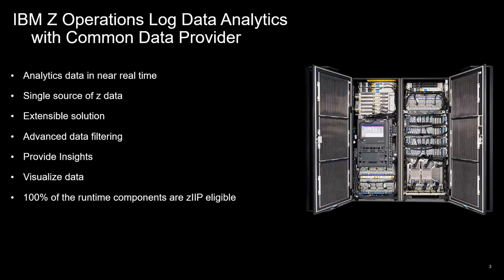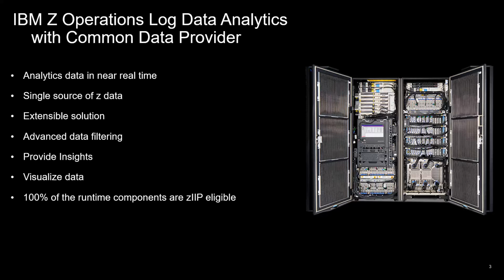Analytics are all the rage these days, and analytics in near real time is a phrase that you hear frequently. Near real time in the context of Common Data Provider means almost instantaneously after the data becomes available. Common Data Provider is intended to be the single source of Z data in your environment. In addition to the supported out-of-the-box data types, the solution is extensible, and that's what we'll be discussing today, along the lines of making CICS event data available as a user SMF record and other types.